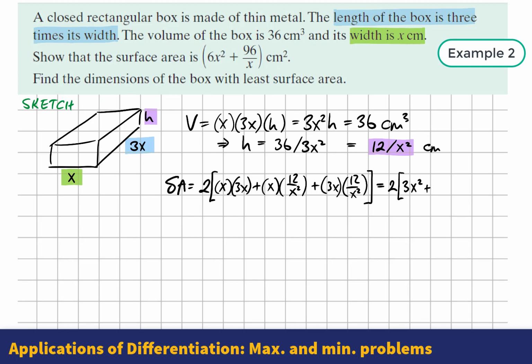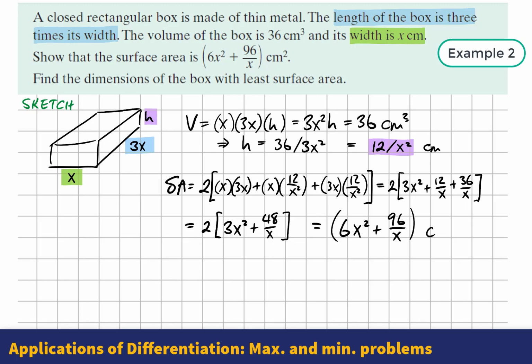So multiply out each term. In this thing we're adding 12 over x and 36 over x is 48 over x. And now we're multiplying by 2. And we can see that our expression is the same as the one we've been asked to show.